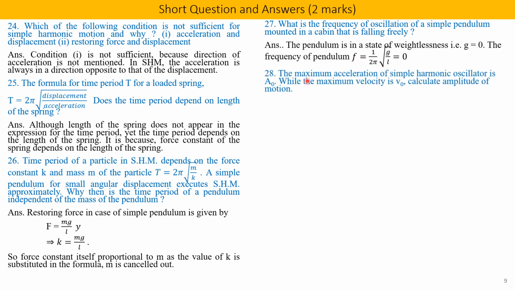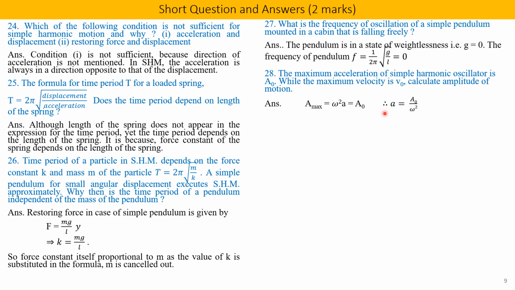Next question. The maximum acceleration of a simple harmonic oscillator is A0, while the maximum velocity is V0. Calculate the amplitude of the motion. Answer: we know that A max is equal to omega squared A. That is given as A0.